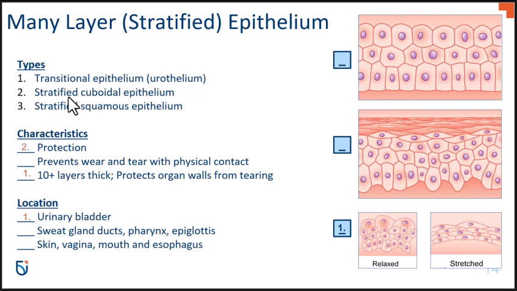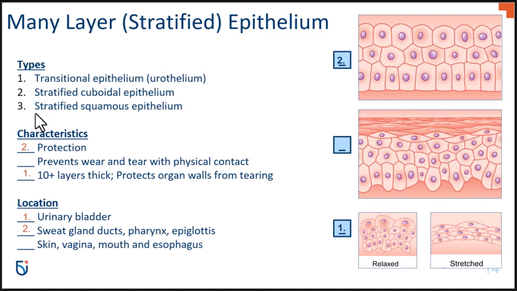Now we're looking here at stratified cuboidal. This is very commonly found in areas where protection is needed. It's found in sweat glands, the ducts of sweat glands, the pharynx, and the epiglottis. And really, oftentimes, whenever there's multiple layers, it makes sense that there's going to be some form of protection.